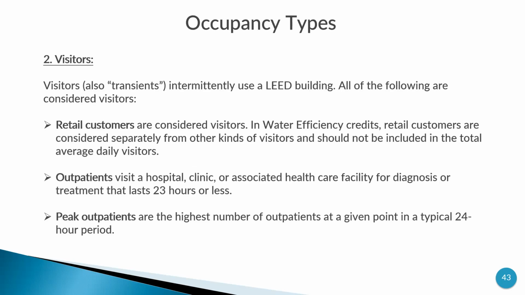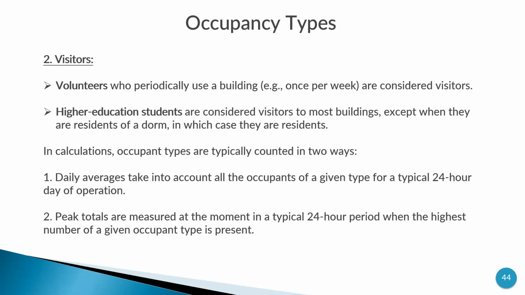Now coming to visitors. Who are the visitors? Who are in transit, basically. Who come intermittently. That is retail customers in retail stores. Outpatients in healthcare, peak outpatients again. Volunteers who come once in a while and do the work and go. Higher education students are like visitors, they just come for a library or a session and they go. They're not like full-time students.